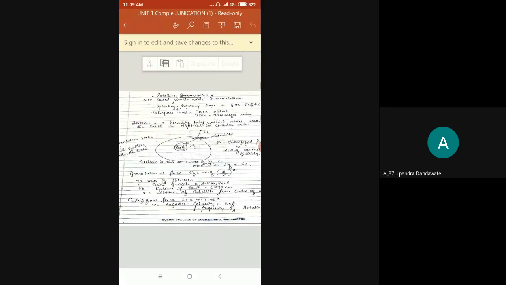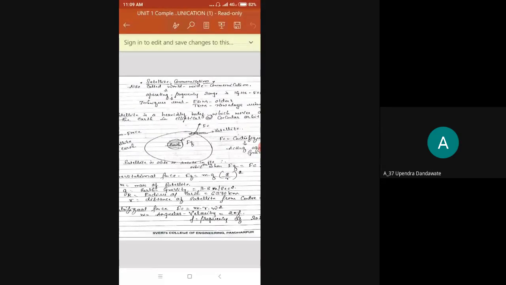The gravitational force, that is Fg, is equal to m dot g into R divided by small r whole square. Fg, that is gravitational force, is equal to m g into capital R, divided by small r whole square. What is meant by m? M is the mass of the satellite.